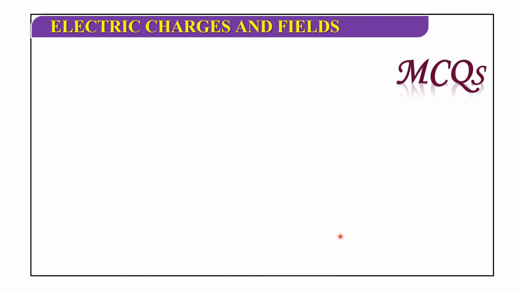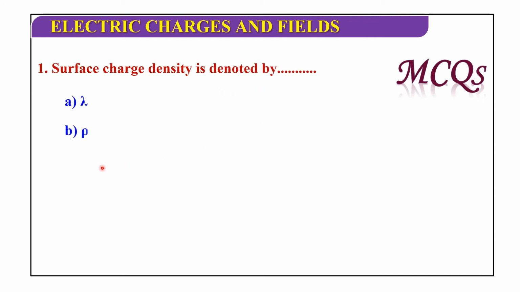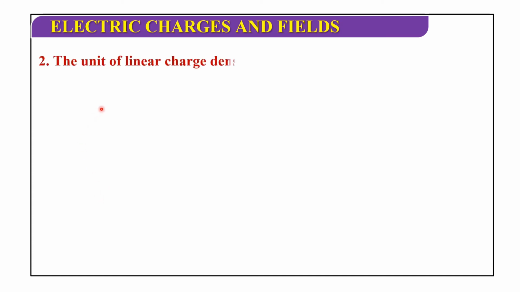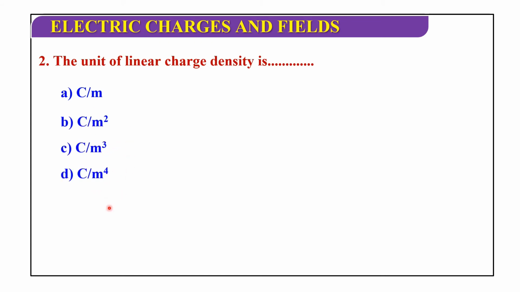Now let us discuss MCQs. Surface charge density is denoted by lambda, rho, E or sigma. Surface charge density is denoted by sigma, so option D is correct. Second one: the unit of linear charge density is coulomb by meter, coulomb by meter square, coulomb by meter cube, or coulomb by meter to the power of 4. The unit of linear charge density is coulomb by meter, so option A is correct. Next.